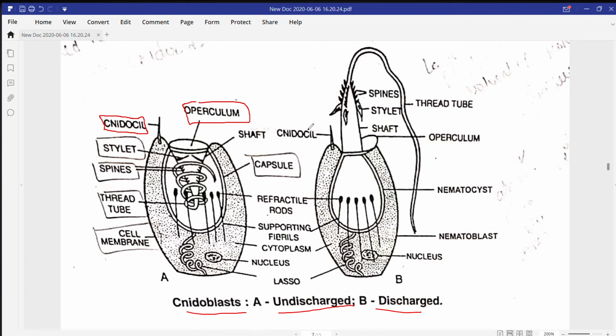Now they have a stylet. As you can see here, these are the stylets, and spines are present, and they have a thread tube, the coiled thread tube. They have a coiled thread tube, and this has refractile rods. And this is important, the lasso. The lasso works as a spring-like structure.